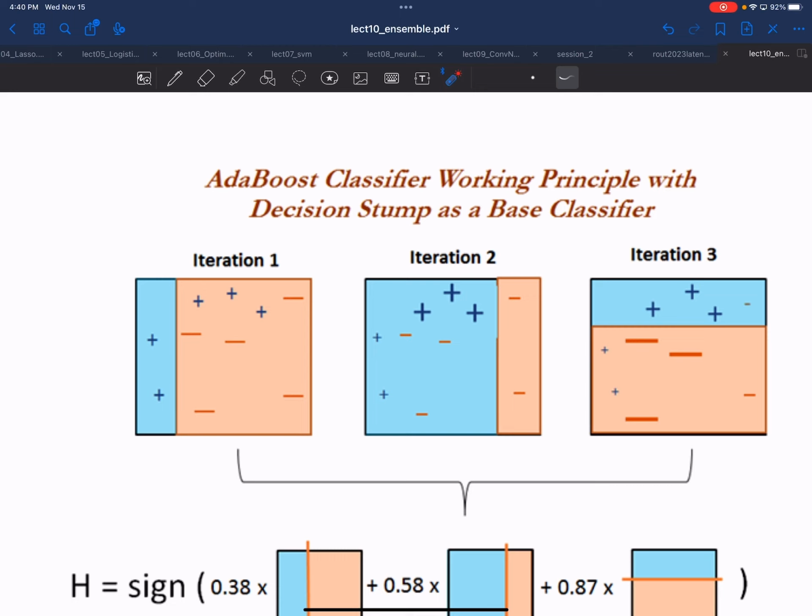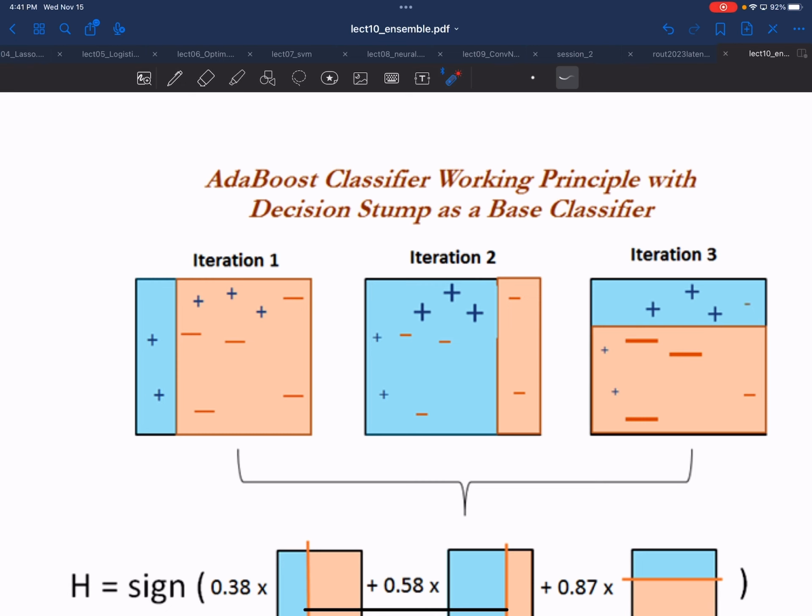And now for this new training data set, we again have to make a decision stump. So we make one more, we have to split this somehow into two regions. And so we decide to split this way. And that means that now these samples are going to be misclassified. Everything else is perfectly classified. So the next time, these guys get a higher weight, and so on.